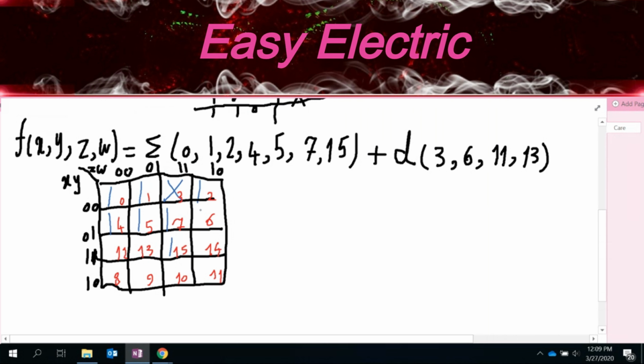What else you have on the 6? You have the don't care. Then what else do we have? 11. So 11 is here. And the 13 is here. Okay. So this is actually what we have.